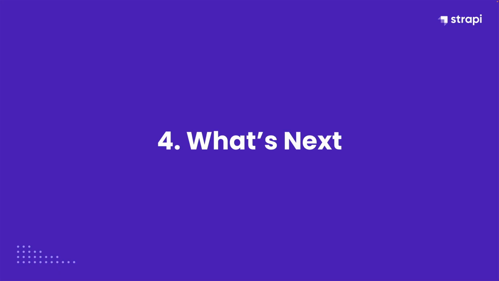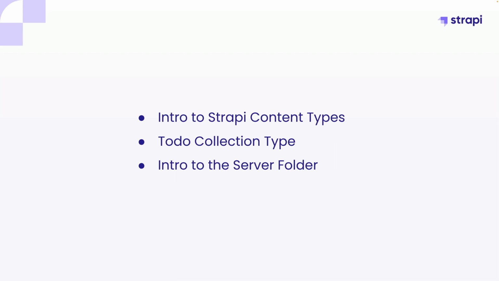So in the next video, we're going to focus on introducing the Strapi content types, what they are. We're going to create our first to-do collection type to keep track of our to-dos. And I'm going to introduce you to the server folder and the basics that we have to familiarize ourselves with before creating our routes, controllers, and our services. So I'm looking forward to the next video.